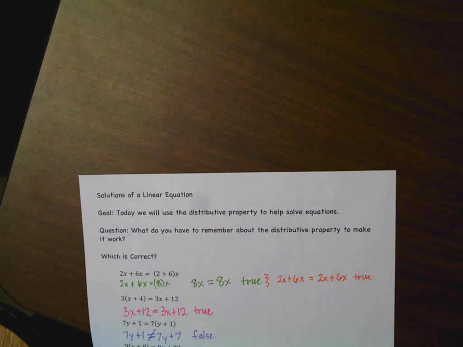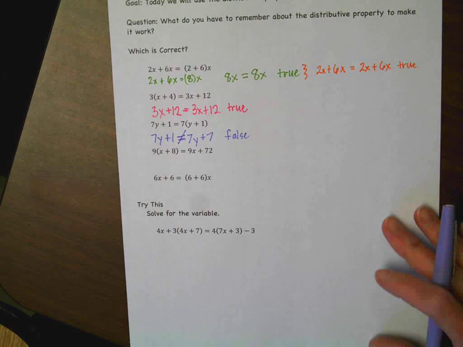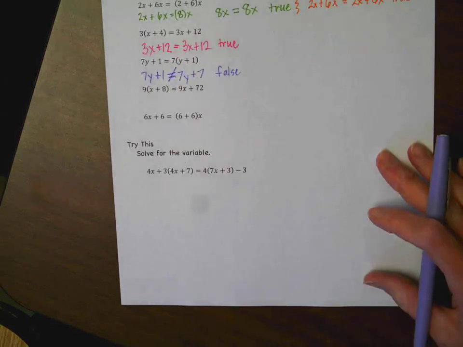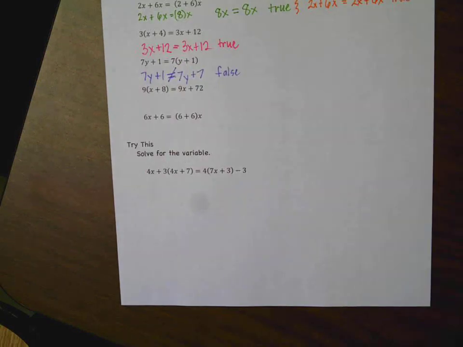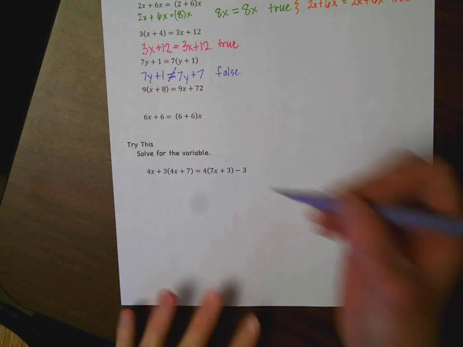Okay, the last thing that we're going to do, because remember our goal for today: today we will use distributive property to help us solve equations. Let's go down to the very bottom. As you can see, we've got a lot going on in this one. It says, try this, solve for the variable. We have 4x plus 3 times the quantity 4x plus 7 equals 4 times the quantity of 7x plus 3 minus 3. Oh, good grief, is what I have to say.